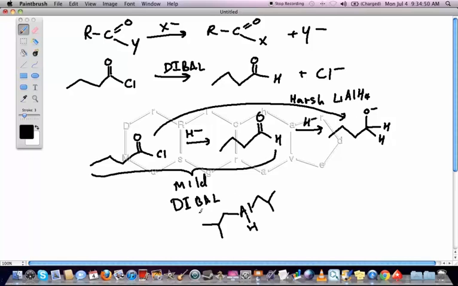However, if we use the mild DIBAL reducing agent, it slows down the passage of H minus and allows for enough time for this to be isolated without the H minus coming in and attacking the aldehyde as well. So only the acid chloride ends up being attacked by the DIBAL. So again, we use the DIBAL in lieu of a harsh lithium aluminum hydride reducing agent because it will allow for production of the aldehyde without the acid chloride being completely reduced down to the alcohol. Alright, so let me go ahead and show you the mechanism for this.